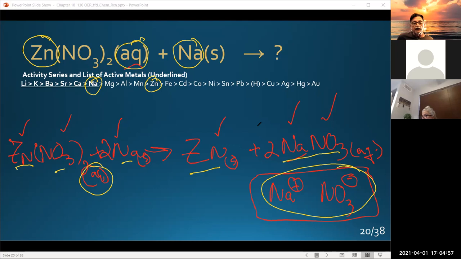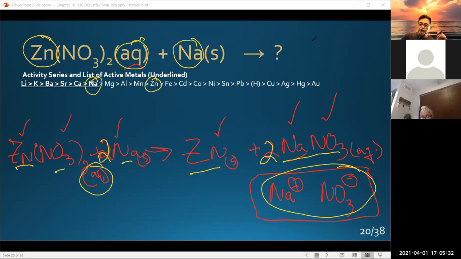Now, after we've done that, we balance it, and when you have polyatomic ions, follow the polyatomic ions. So I followed the nitrates. I see that I got 2 of them. So I come over here to sodium nitrate and put a 2 in front of sodium nitrate. That balances out the nitrogen. I go back to the reactants and put a 2 in front of sodium. That balances my sodium. And go back and check. And I got a balanced chemical equation.